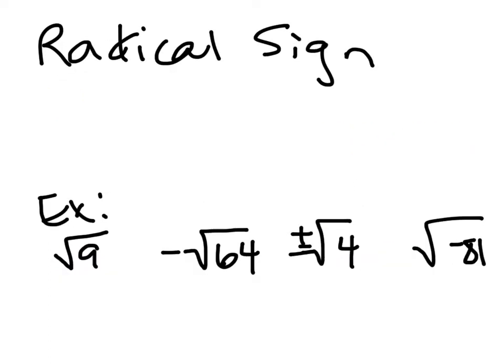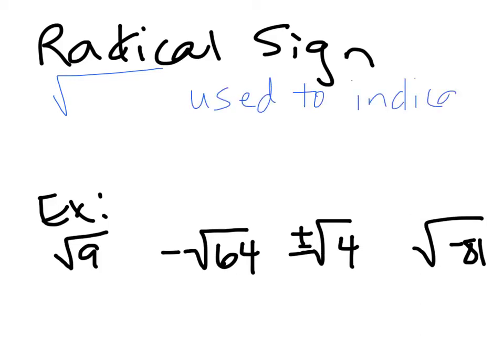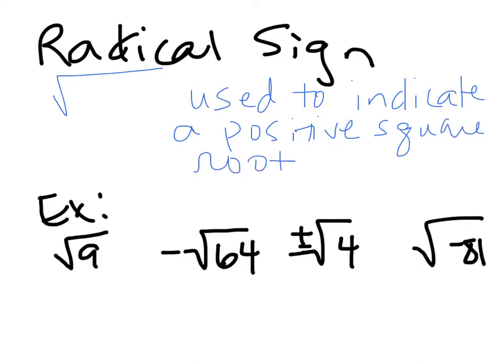All right, the radical sign is just that check mark looking sign that's used to indicate a positive square root. We oftentimes forget that the square root of something actually has a positive and a negative value. All right, so let's look at some examples. The square root of 9 would be 3. If we just see the square root sign, it's just indicating the positive root.